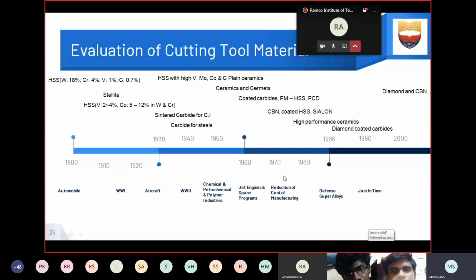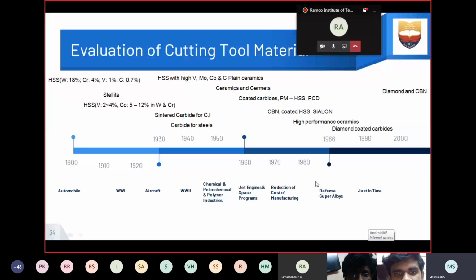And in 1970, 1980, we go for reduction of the manufacturing process. At that time, we go for different cutting tool materials: silicon, aluminum, oxygen, nitrogen material, high-speed steel material, cubic boron nitride, and we go for defense alloys. In 1986, the defense alloys, super alloys, are emerging.